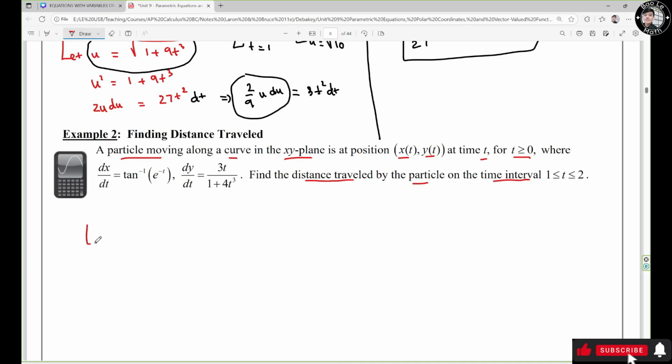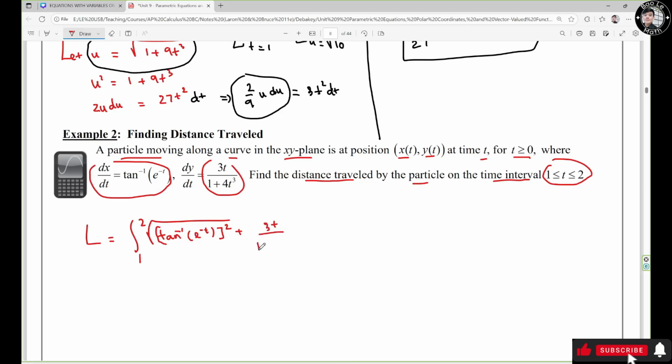So you have the arc length equals the integral from 1 to 2 of the square root of x prime of t squared, which is inverse tangent of e to the negative t squared, plus y prime of t squared, which is this right here.